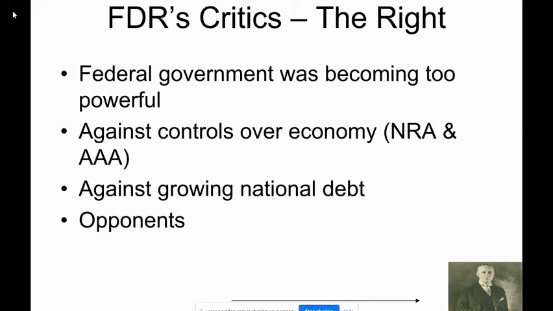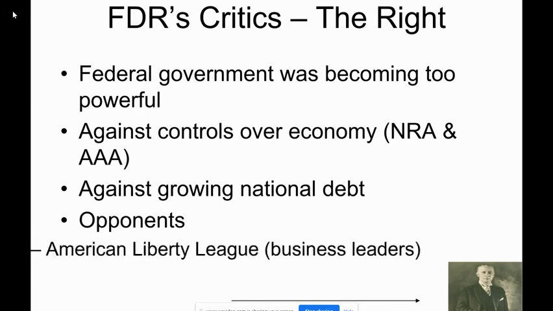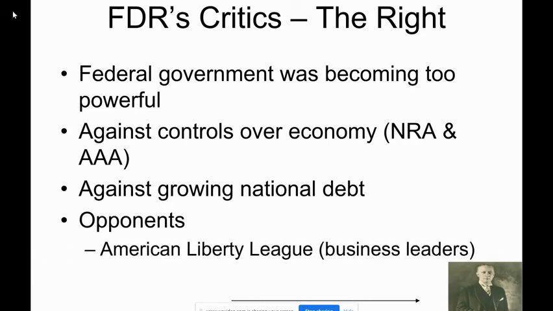All right, so opponents. One of the groups I want you to put down is obviously most Republicans. Okay, so most Republicans were against this. There are some progressive Republicans or liberal Republicans, but most Republicans are against this kind of way to run the federal government. And obviously most of them are the major business leaders. And so they kind of joined together in this group called the American Liberty League. And they were never significant opposition, but they were opposition nonetheless.